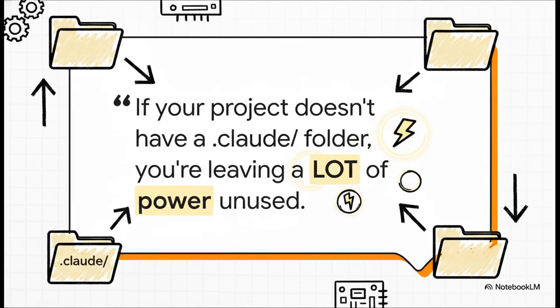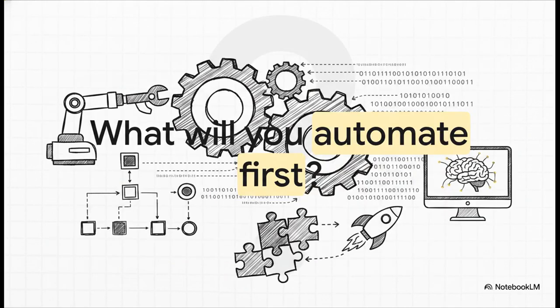I really want to leave you with this line because it says everything. If your project doesn't have a .claude/ folder, you're leaving a lot of power unused. It truly is the single most important change you can make to completely level up your collaboration with AI. The best part about all this is that it's not just some far-off theory. You can literally start building this system today, right now, which really leads to the final question. With this new framework in your mind, what's the very first thing you're going to automate?